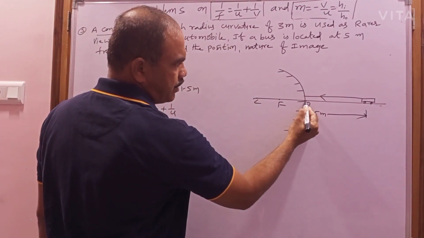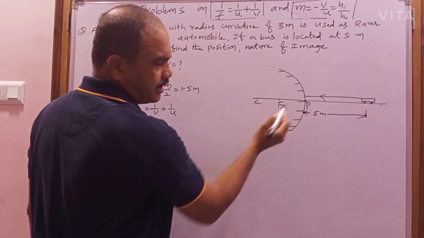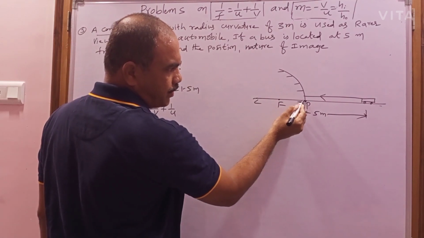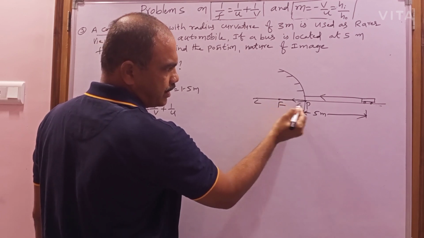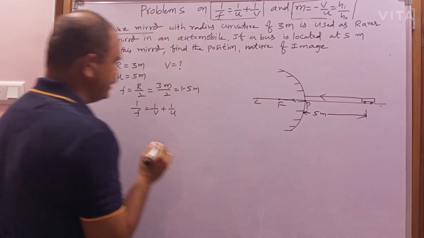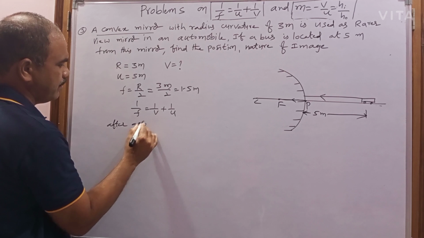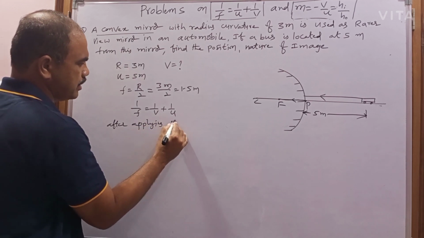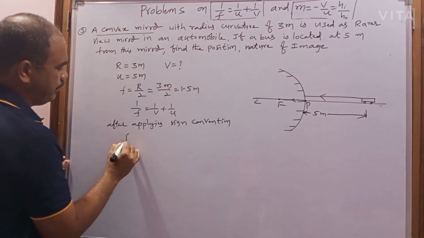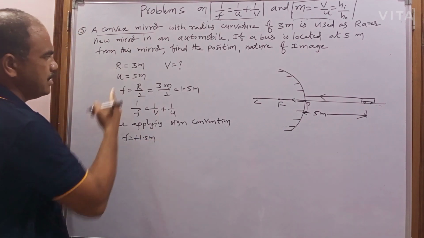The distance between the pole and the focus is known as what? Focal length. To measure the focal length, all distances are measured from where? The pole. That's why I am measuring the distance from pole to focus. In which direction am I moving? In this direction, which is the direction of the incident ray. So the focal length becomes positive. After applying the sign convention, f becomes positive, that is 1.5 meter.